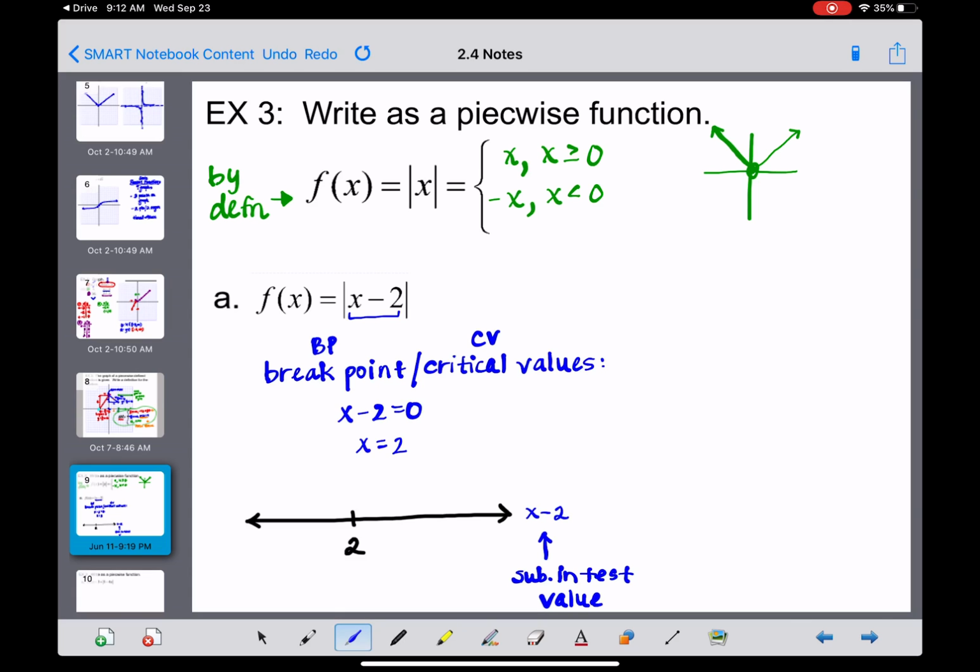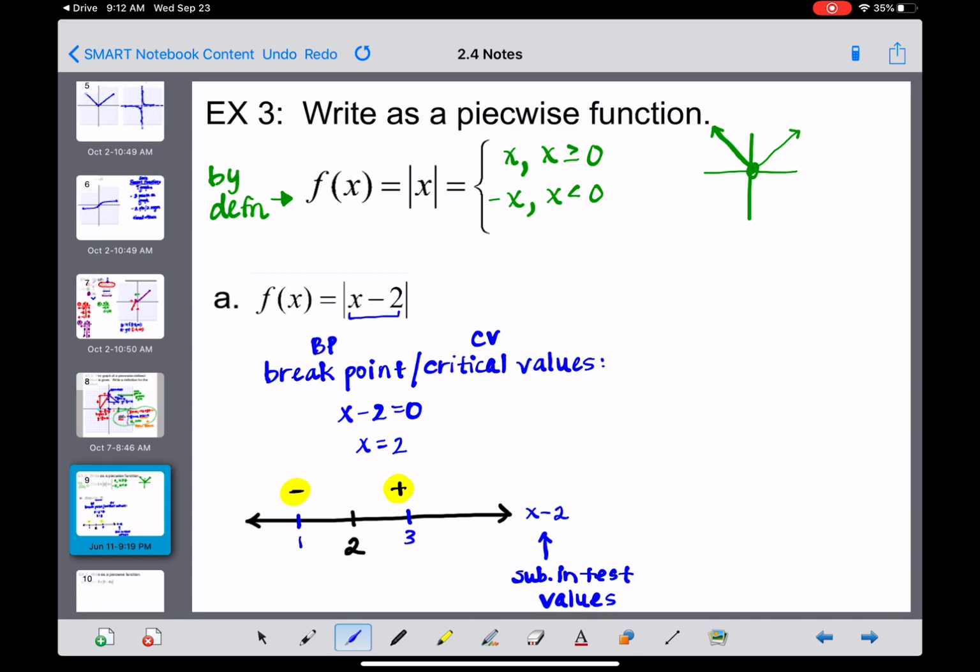So I'm subbing it in only to x minus 2. So let's say I pick 3. If I sub in 3 to x minus 2, I get 1. What I'm concerned about is that I get a positive number. So to the right of 2, I'm getting a positive number. If I sub in 1, 1 minus 2 is -1, so I'm concerned that I get a negative number. So now I'm going to look at these two pieces.